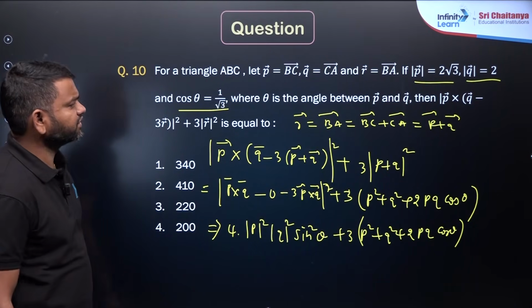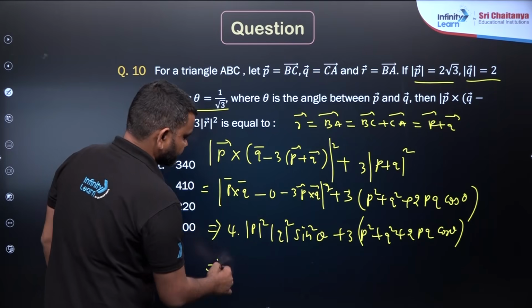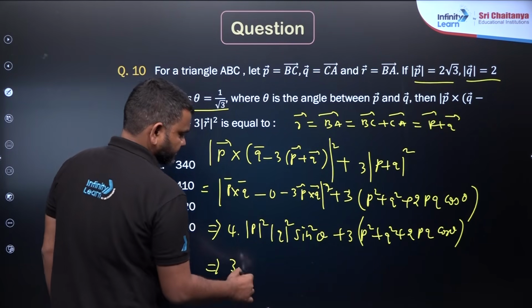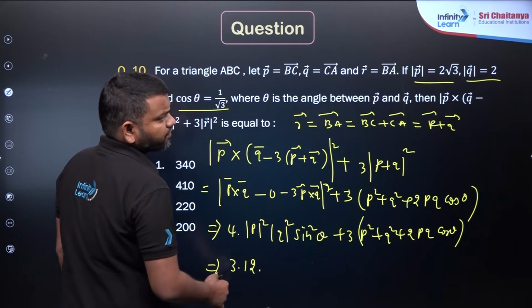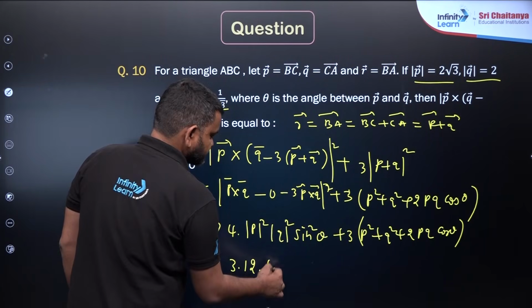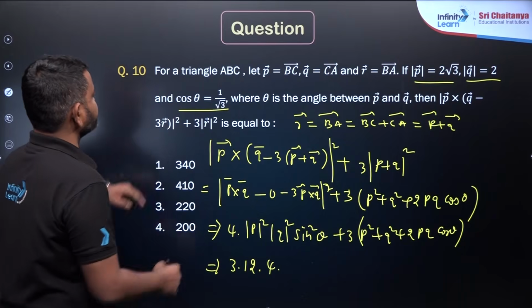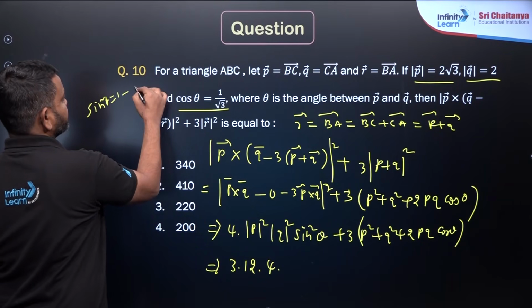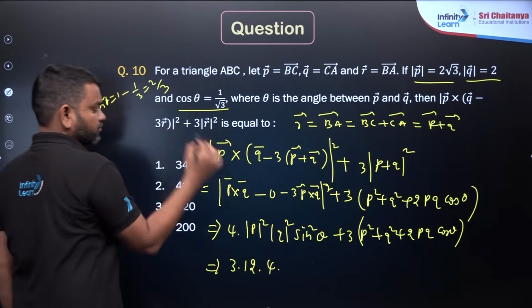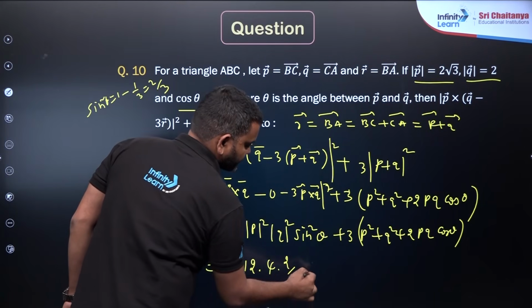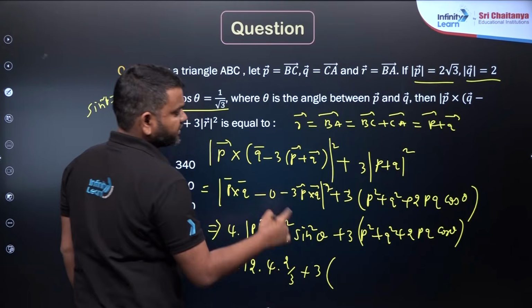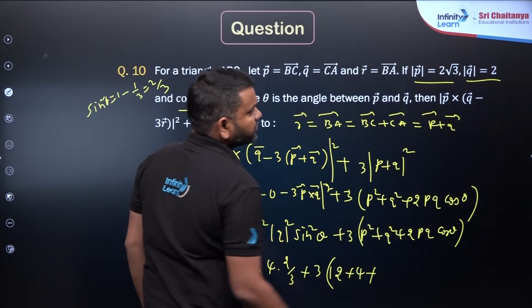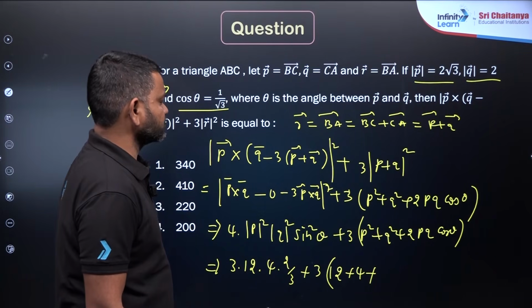Do we have P dot Q here? No. So this is going to give you 3 into P square, which is 12, and Q square is going to be 4. Sin square theta is 1 minus cos square theta, with cos theta 1 by 3, this is going to give you 2 by 3. So here I have to write 2 by 3 plus 3 times of P square, this is going to be 12 plus 4 plus 2 times of PQ cos theta.